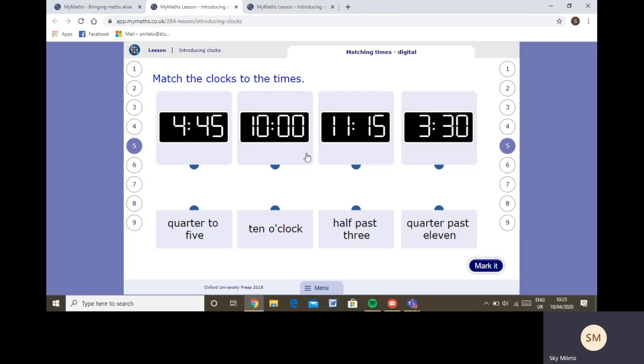We can see this is 10 o'clock because you can see that there's a 0, 0 and it's 10. This one, 4:45, and that must be 4:45 because we know if you added on another quarter of an hour, it'd reach 5 o'clock. This one, 11:15. Now we know 15 means quarter past 11, and we know the 30 means half past, so that must be 3:30. Well done.